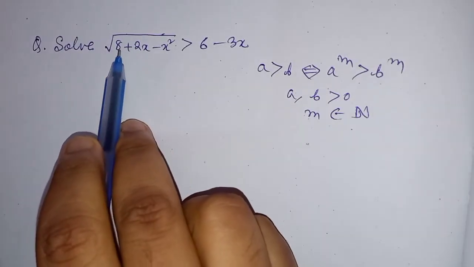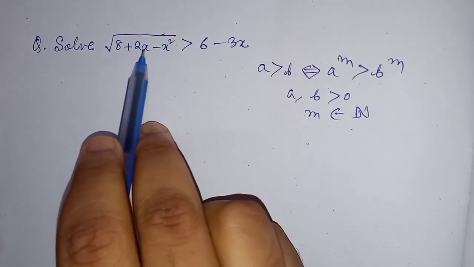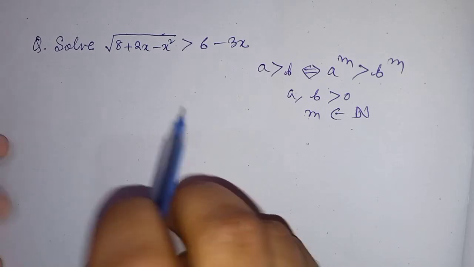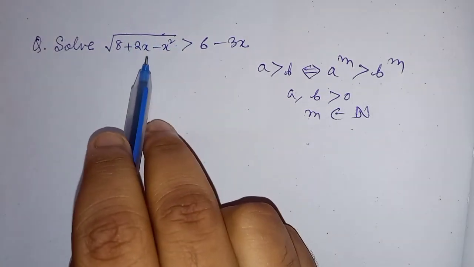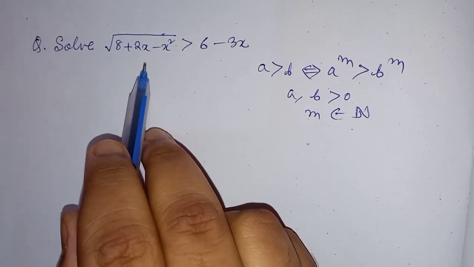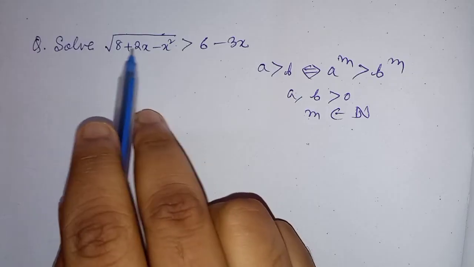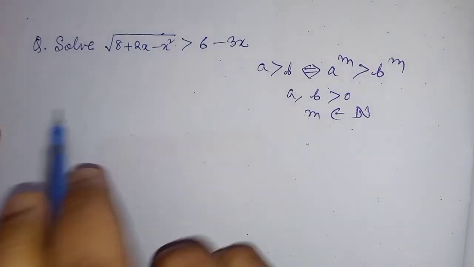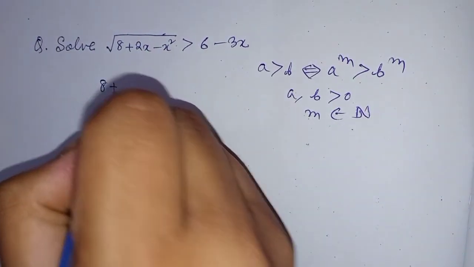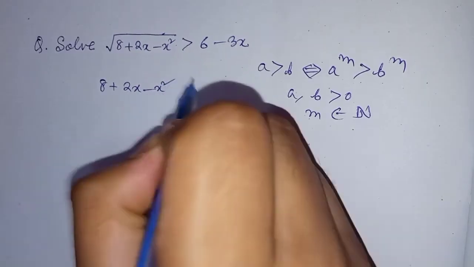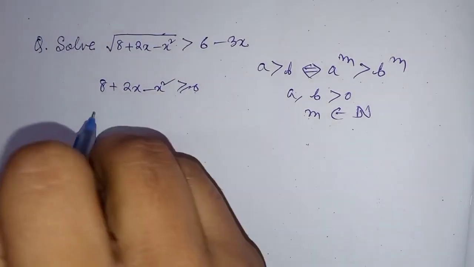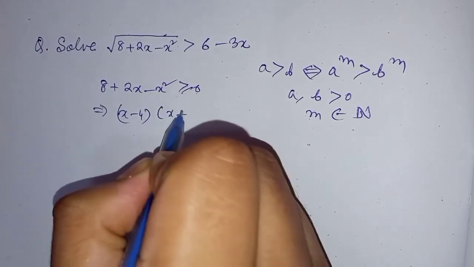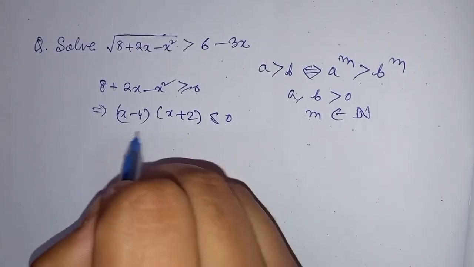See here, root over some expression is greater than this. So the first thing that must always come to mind is that whatever is inside the square root must be non-negative, because we are talking about real numbers. It cannot be negative, because then the whole thing will become a complex number, and we don't want that. So we want this expression to be greater than or equal to 0. And if we simplify this, x minus 4 into x plus 2 less than or equal to 0.